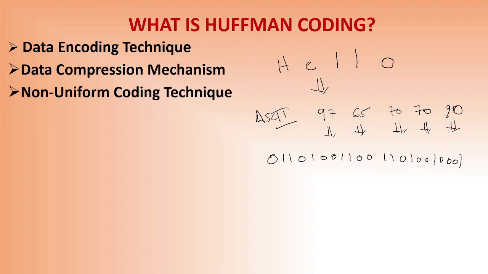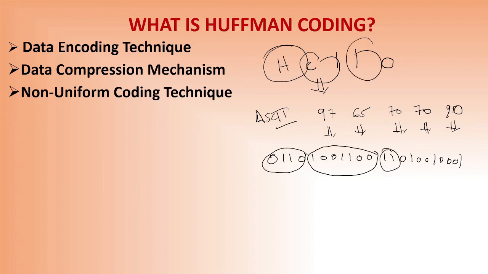When they are converted to binary form, the non-uniform coding is done. Meaning when the data is compressed or encoded, H might be representing 4 bits, E might be representing, suppose, 7 bits, L can represent only 2 bits, and O can represent 9 bits. So in non-uniform coding, every letter can represent a different number of bits. It is not compulsory that all letters should represent 4 bits each. Not like that. Non-uniform coding.